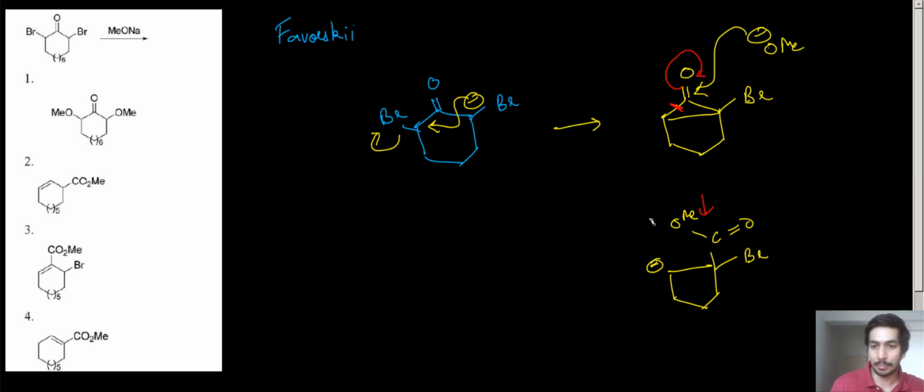Now what is going to happen, simply this minus charge will migrate over here, okay. This carbanion will migrate over here and bromine is going to leave. So finally what do we get as the product? We get this 5-membered ring, okay, and we have a double bond over here and CO2Me.